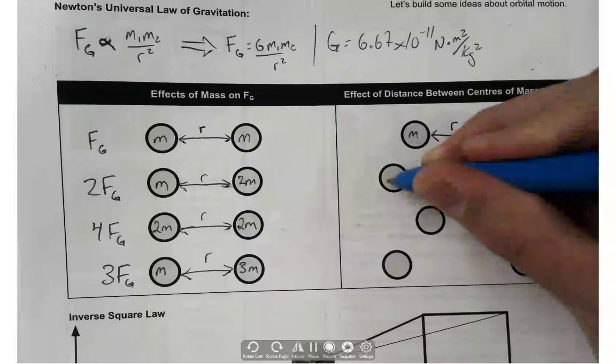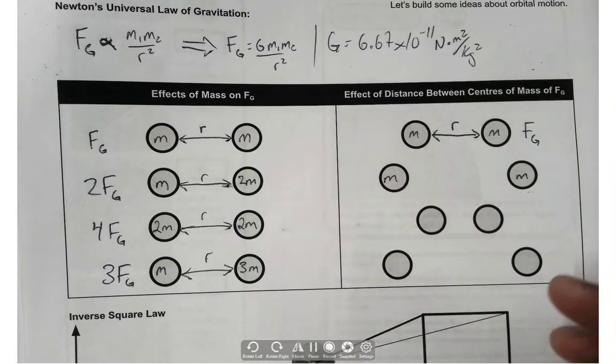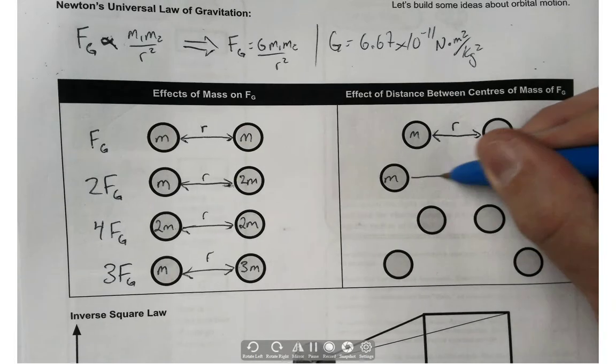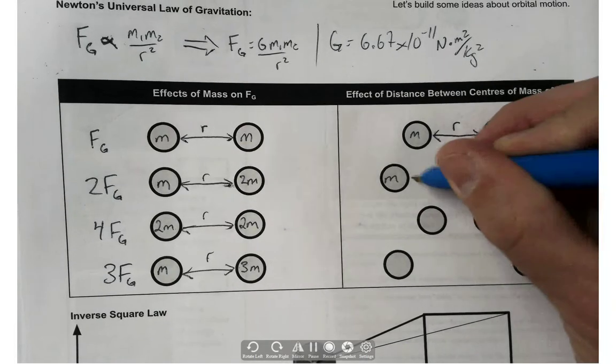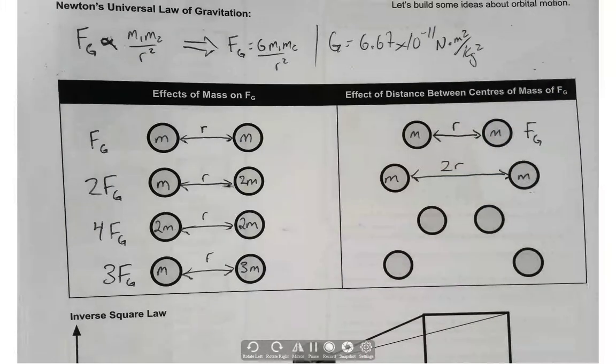What if I take the same two masses? So mass is a control variable this time, but I change the r value. This is my independent variable now, and I make my independent variable r into 2r. I double the distance between them. What happens to the Fg value?